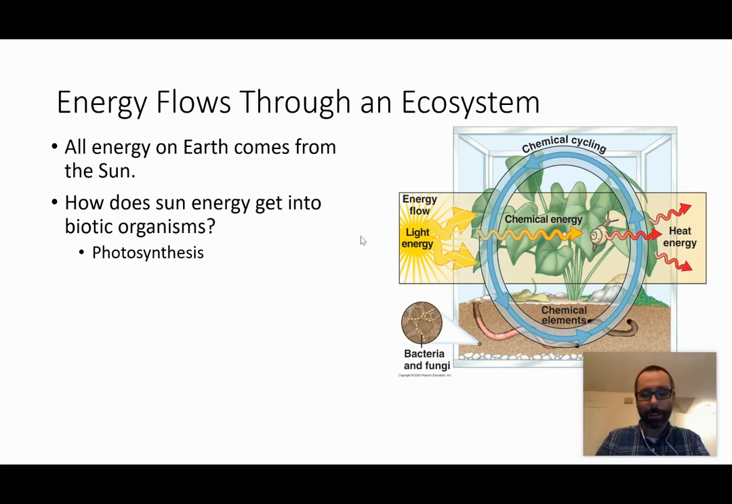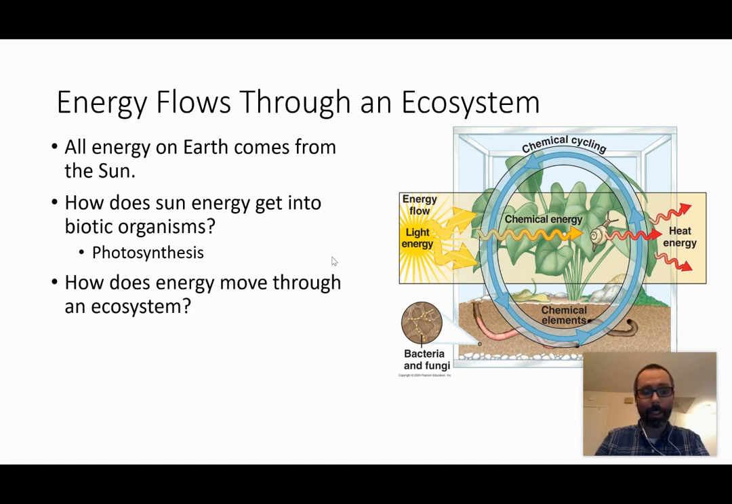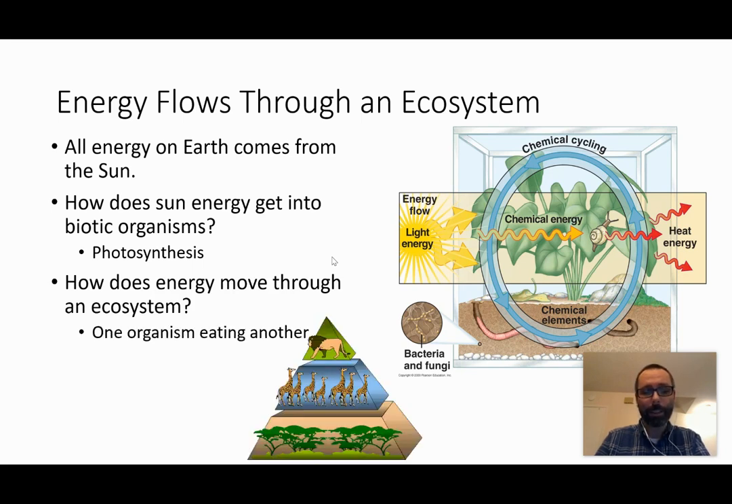All of the energy on the earth comes from the sun and is absorbed, transferred from solar energy into chemical energy via photosynthesis. But now in this video, we'll talk about how does that energy move through the ecosystem? How does it get to all the other organisms? And how do plants support the entire ecosystem? And that's through eating and through this thing that we're going to see called an energy pyramid.